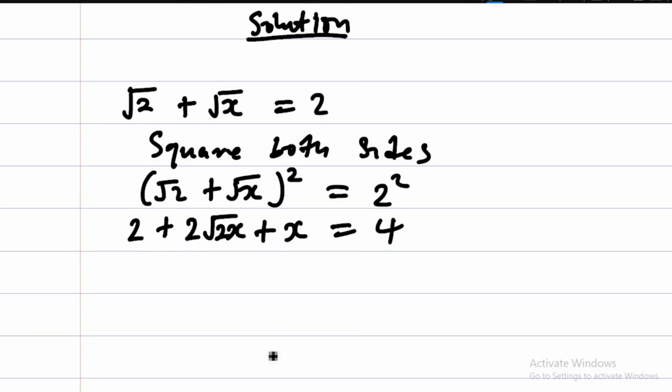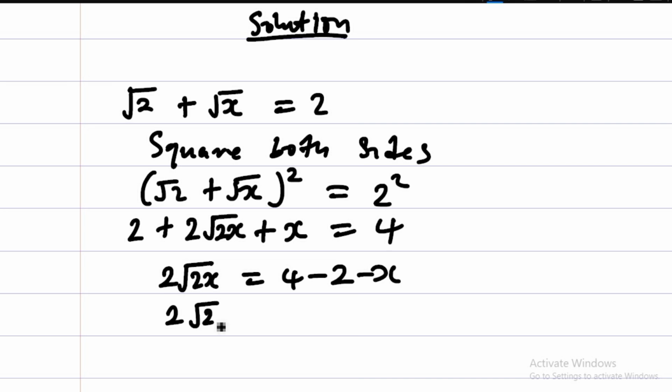Now the next thing he did was to collect items, moving this one to the other side, moving this one to this side, and then he has 2 the square root of 2x is equal to what? 4 minus 2, then minus x. Then you now have that 2 the square root of 2x.